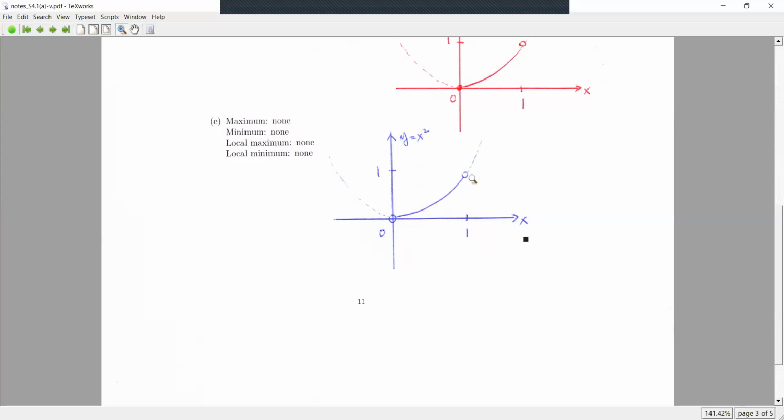Local maximum, this point, no local maximum. And also no local minimum. Both these two points are not part of the graph that we are considering. This is example number 2. Next page.